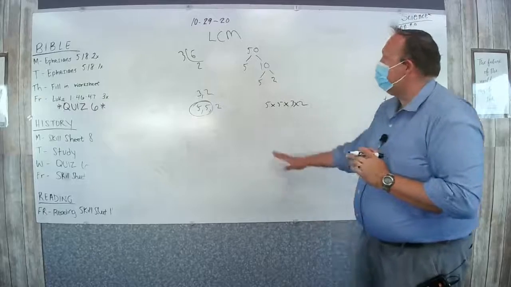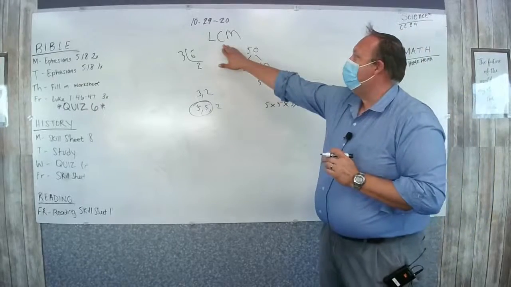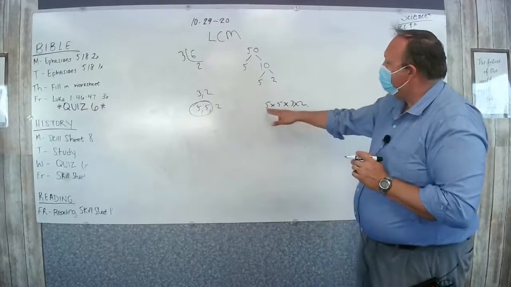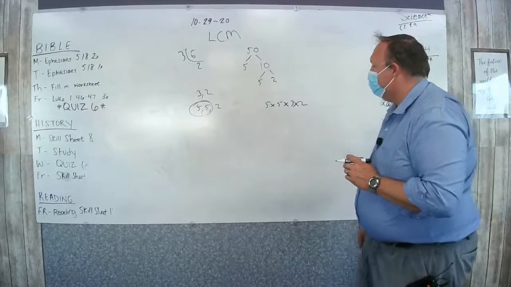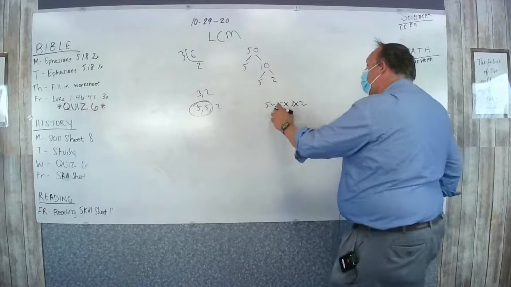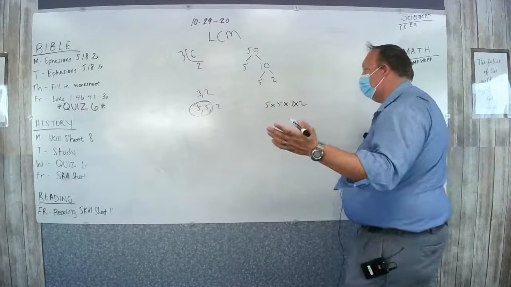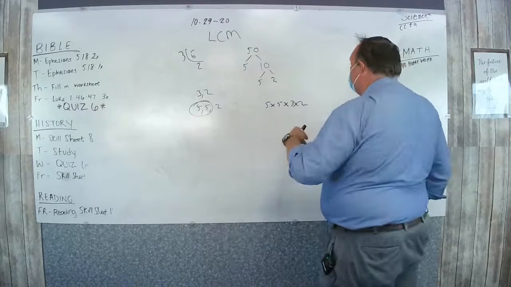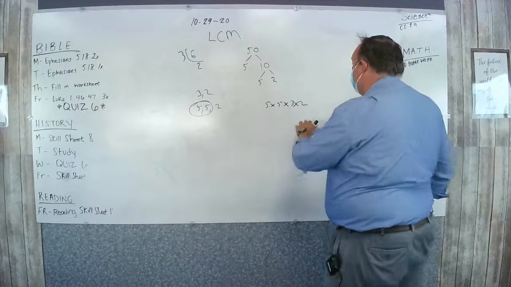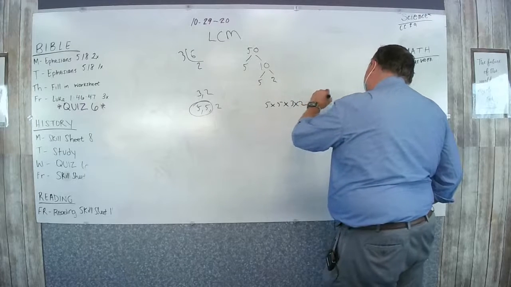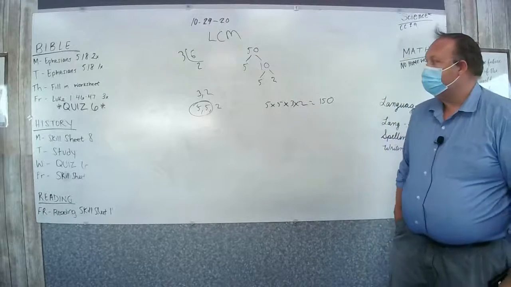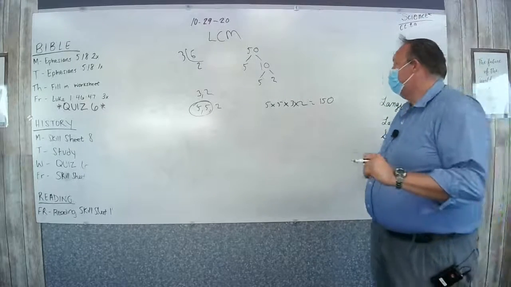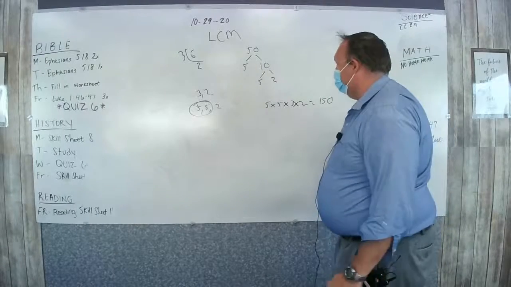Okay? So now, my least common multiple is going to be 5 times 5 times 3 times 2. So, 5 times 5 is? 25 times 3 is? 75 times 2 is? 150. Okay? 150.